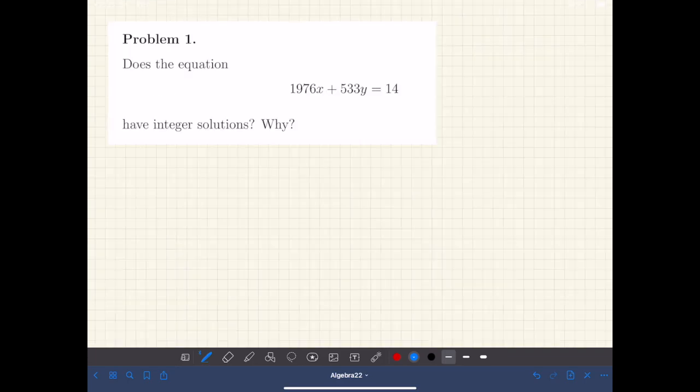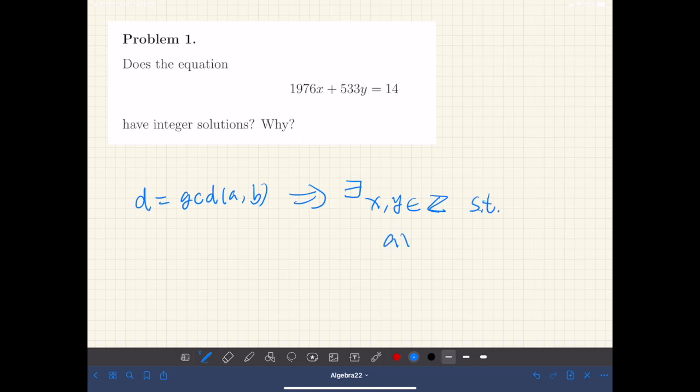So let's consider this problem. If you look at this, maybe you can recall a theorem that says if D is the greatest common divisor of A and B, where A and B are integers, then there exist some integers x and y such that ax plus by is equal to D. Maybe we can use this theorem, but the problem is D here.